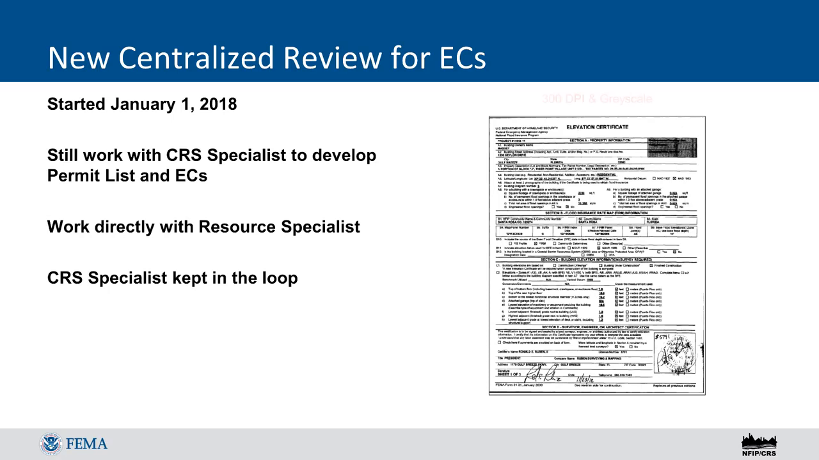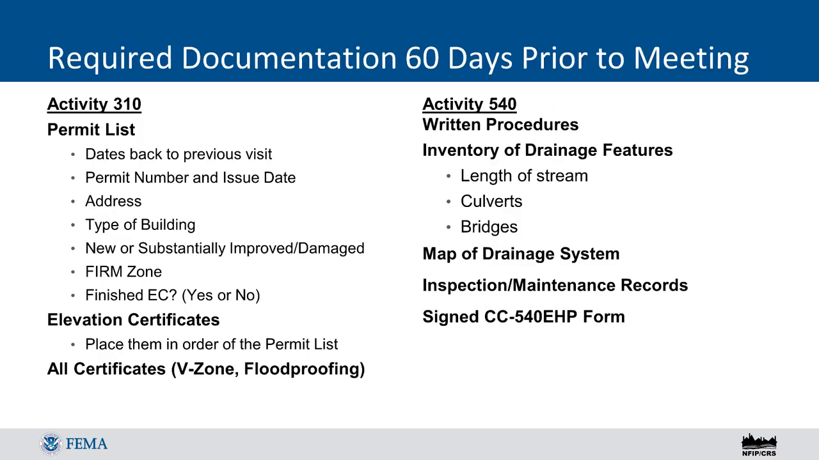If you're scanning them, try to scan them at 300 dpi and grayscale. This is because we send them through an optical reader software, and it reads them best when they're submitted this way. The second activity that's required ahead of time is Activity 540, Drainage System Maintenance.